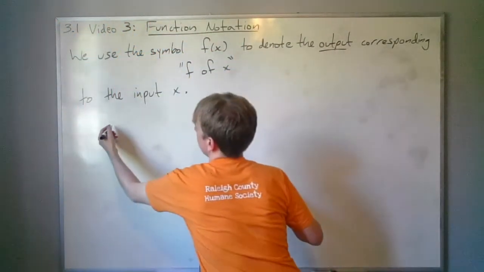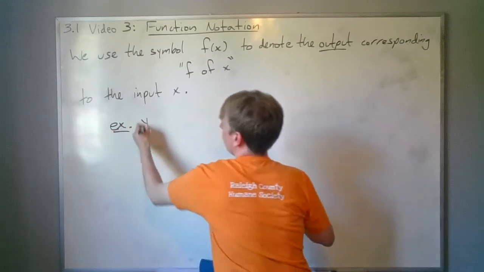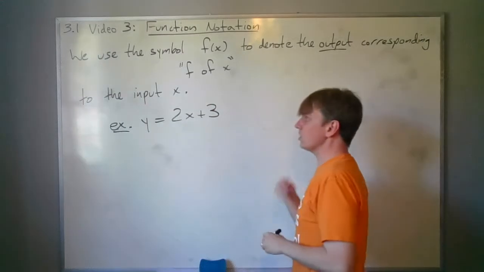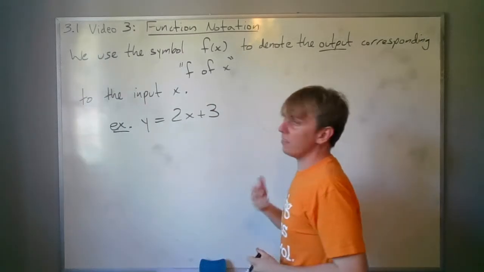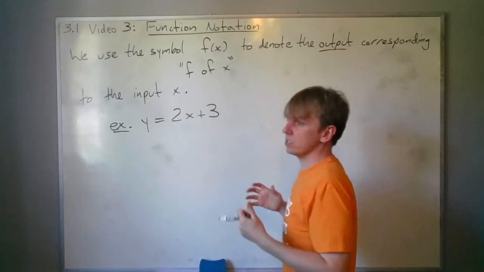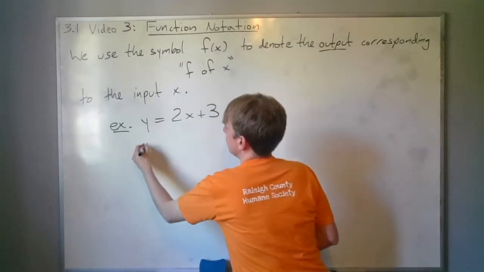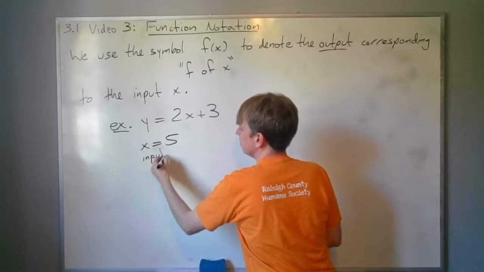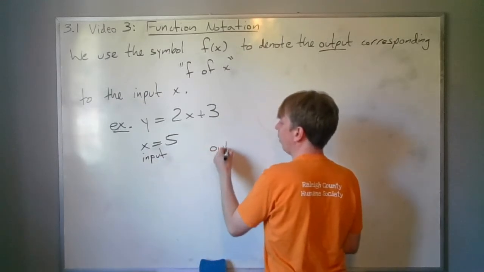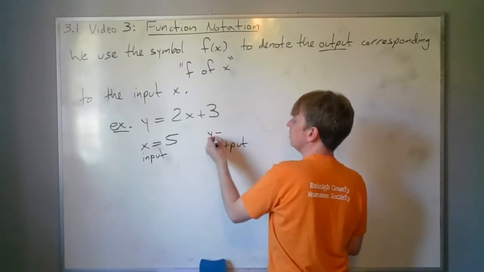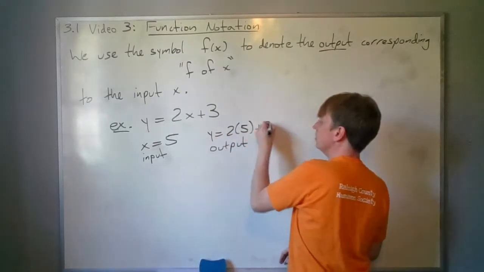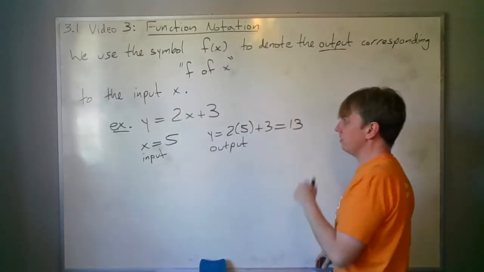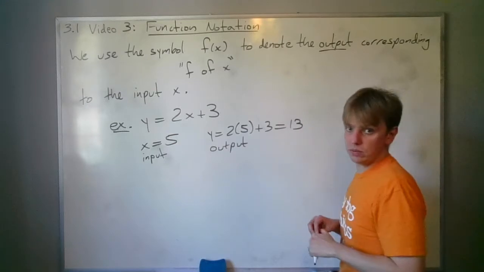So let's look at a function we've already talked about. Y is equal to 2x plus 3. And let's even go one step further and let's have an x in mind. I'm going to try plugging in x is 5. That sounds like an easy x. X is 5, then the corresponding output would be a y, which would be 2 times 5 plus 3. 10 plus 3 is 13. So the input x is 5, the output y is 13.